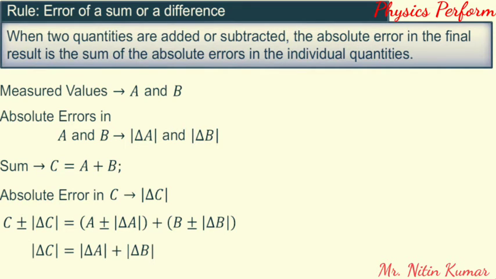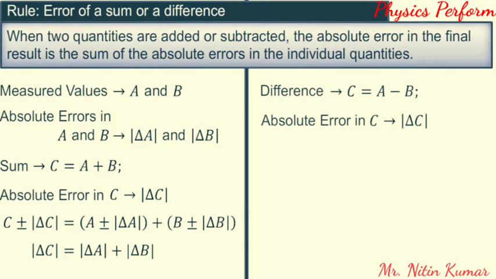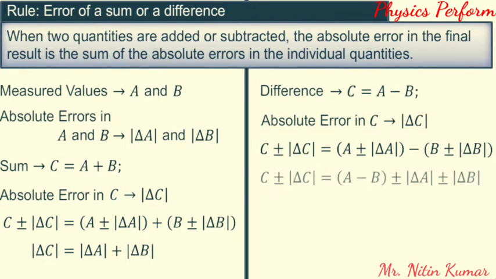For the difference C equals A minus B, we have C plus or minus delta C is equal to A plus or minus delta A minus B plus or minus delta B, which is equal to A minus B plus or minus delta A plus or minus delta B, or delta C is equal to plus or minus delta A plus or minus delta B. The maximum value of the error delta C is again delta A plus delta B.